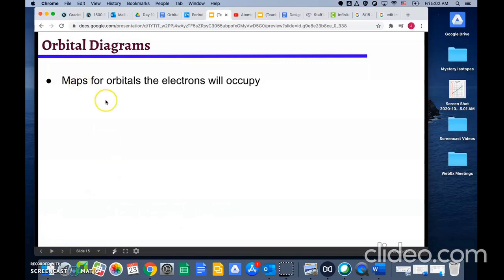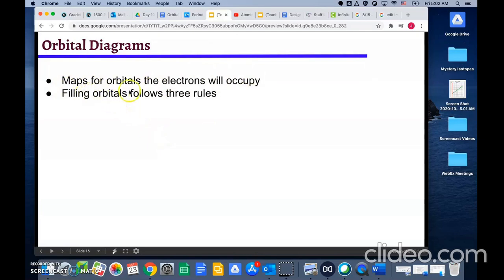Maps, and later I'll show you what they all look like together. I'm not sure why I didn't put that in right there. So what is an orbital diagram? An orbital diagram is a map for the orbitals that the electrons will occupy. And we're going to learn how to draw them today.